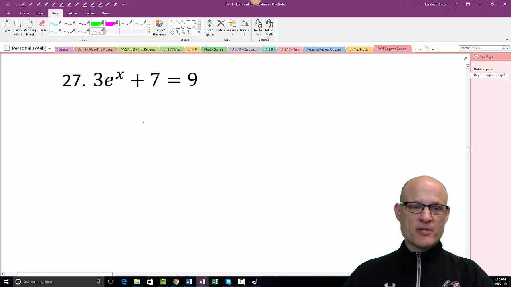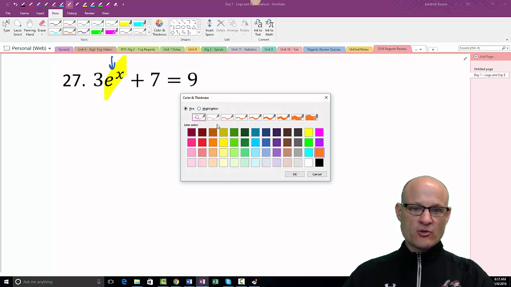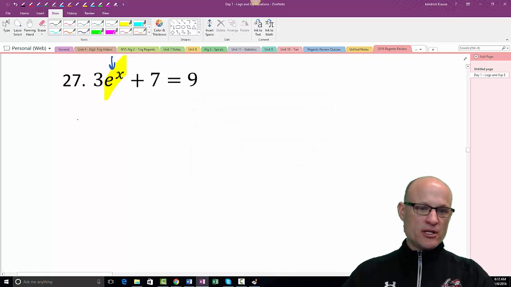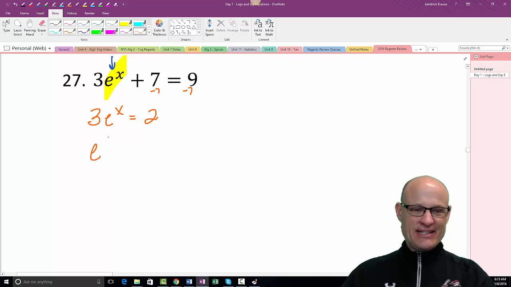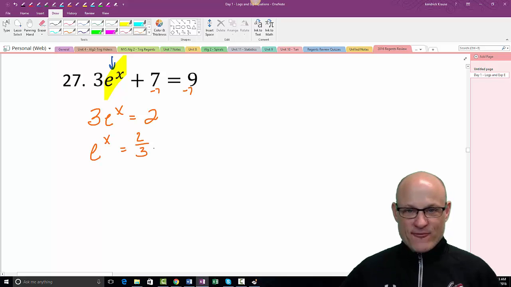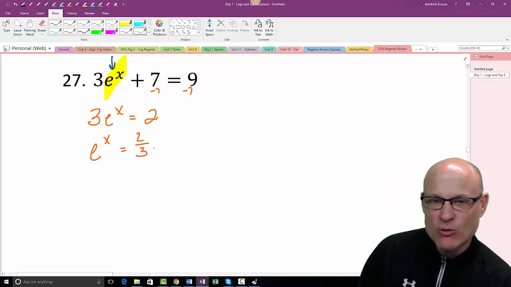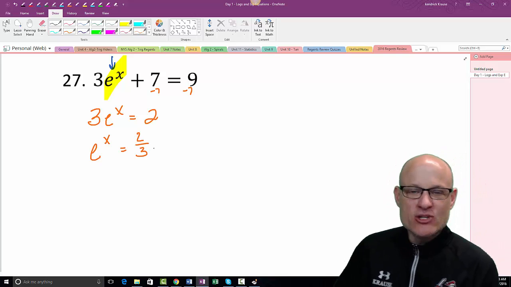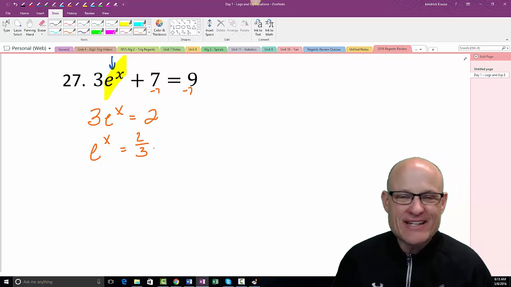We can do e's now. So I gotta get the weird thing alone. This is the weird thing right here. Let me highlight it for you. This is the weird thing. I gotta get that thing all by itself. We'll go 3e to the x equals 2, subtract 7. And then I'll divide by 3, so I get e to the x is equal to 2/3. Now, when you're working with e, you don't use logarithms, you use natural logarithms.